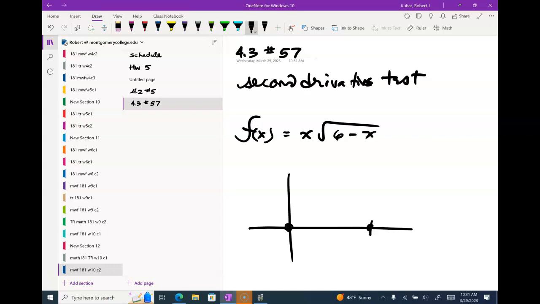Can I put in a 7 to this function? Can I put in 7? No, because I get a square root of a negative, right?